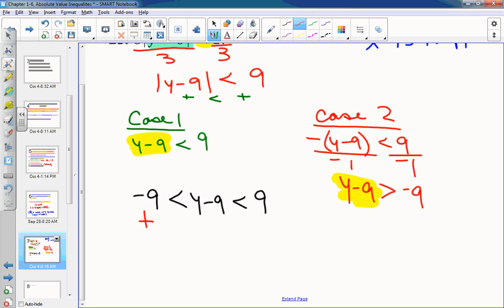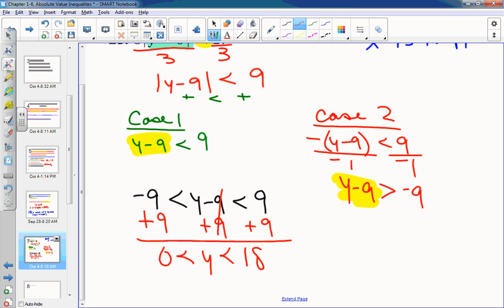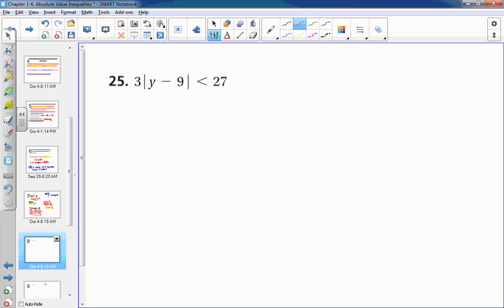All I have to do is add 9 to all sides. And I'm going to have 0 is less than y, which is less than 18. And there's your answer. Okay? And there's your answer. And that was all because it was a less than symbol. So let's do this again.